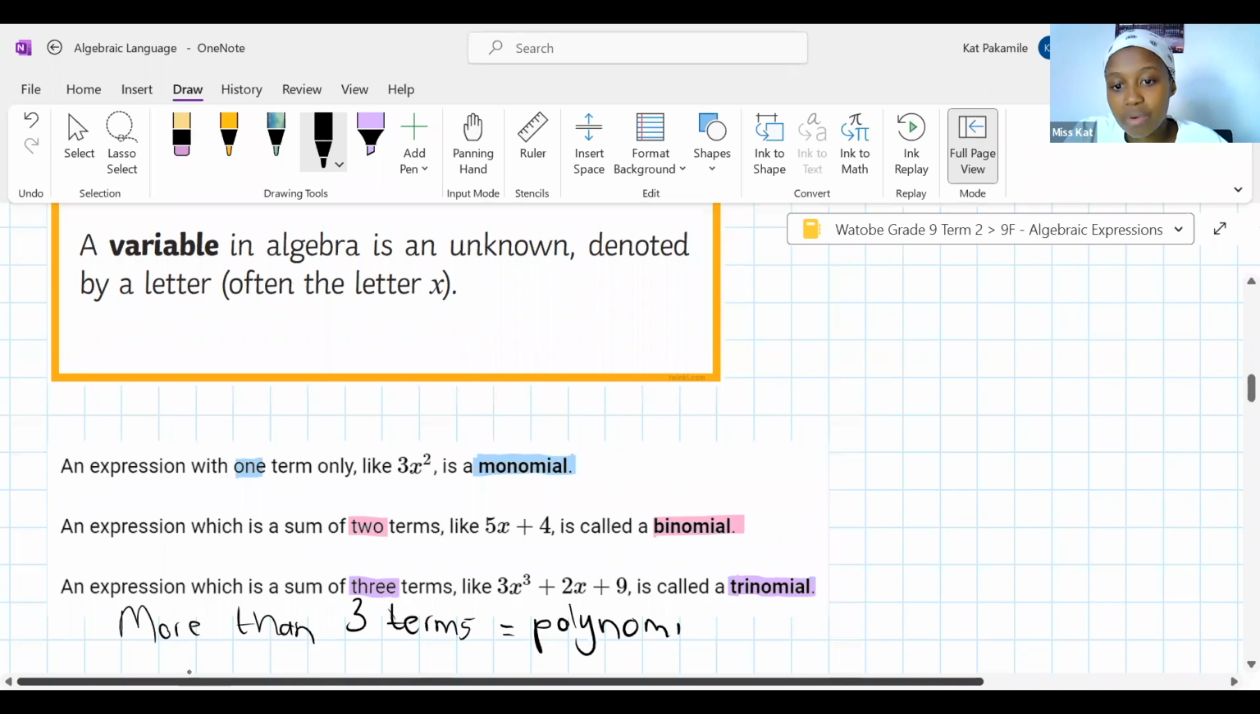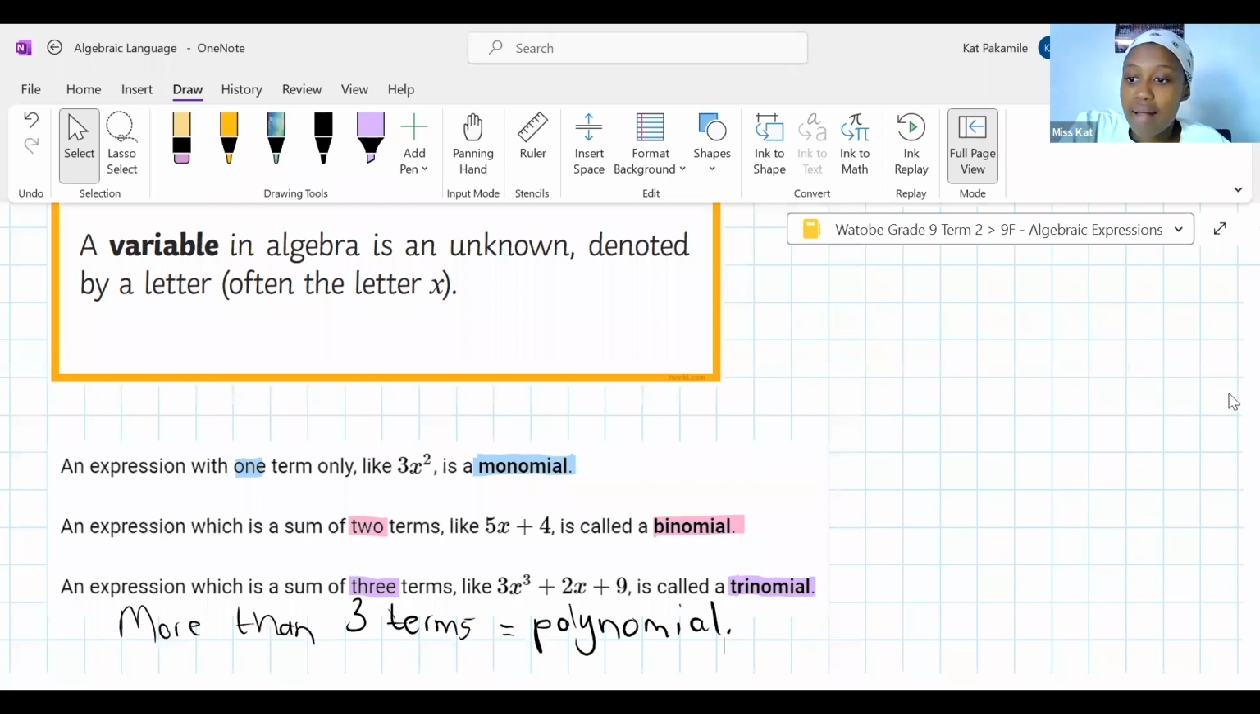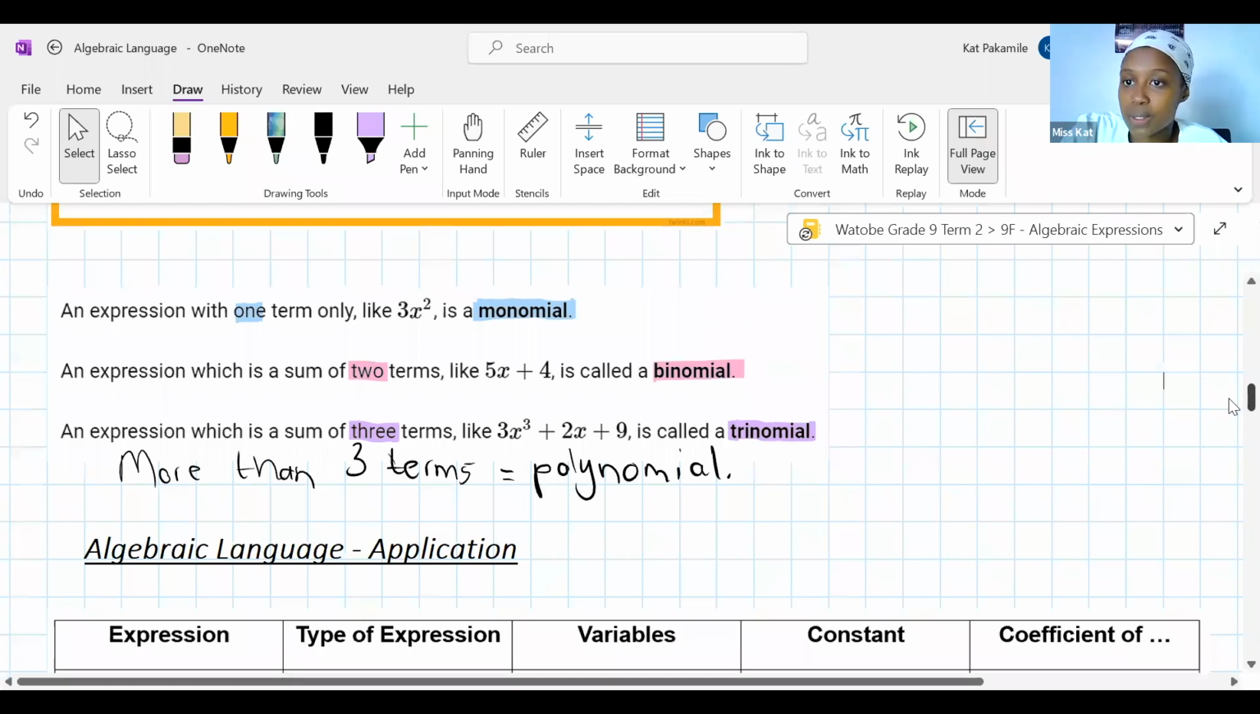Okay, we've obviously all done this before. Beautiful. Okay. I think that's the end of our definitions. So now we're going to do applications.